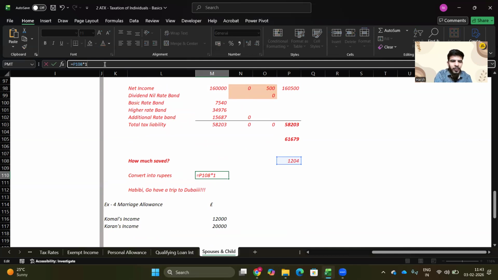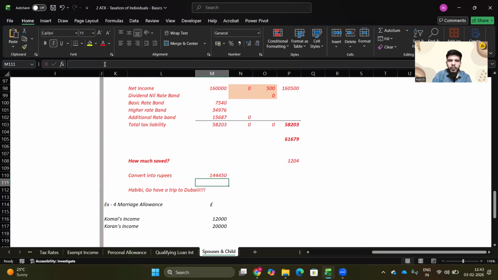Around 1,44,000. Have a trip to Dubai, enjoy. With this type of arrangement, this is how you can have a tax saving applicable here. Perfect.